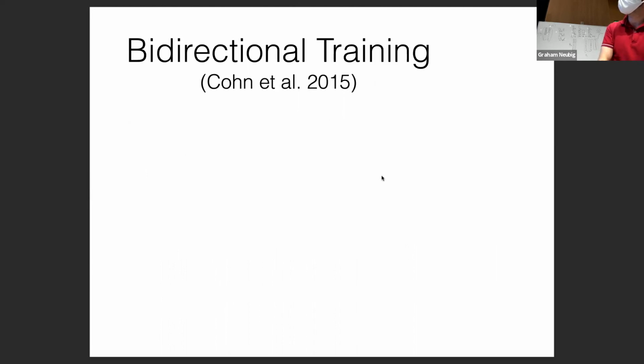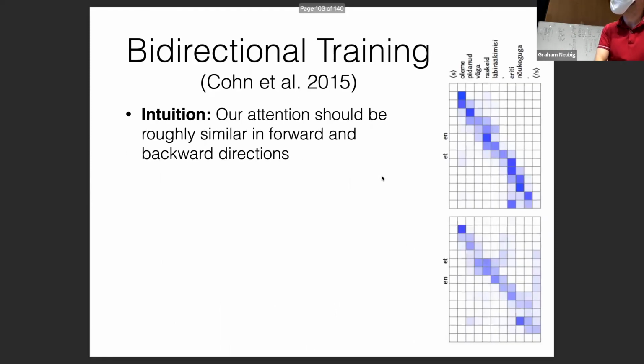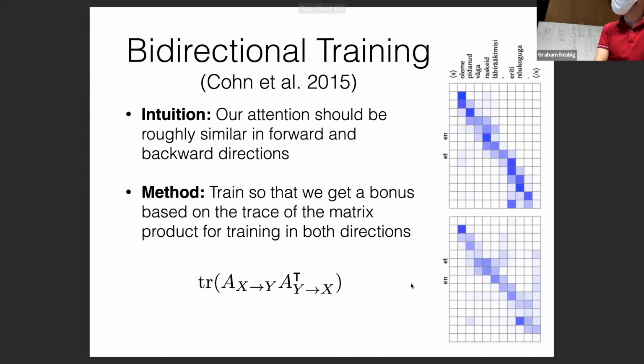Another method is bi-directional training. If we're training a translation model, we might know that the attention in one direction should be similar to the attention in the other direction. To take an example here, we have attention in one direction and attention in another direction, and we would like them to overlap. The way we can express this is that we multiply the attention matrices together like this, and we take the trace, and this trace will be higher if they overlap.